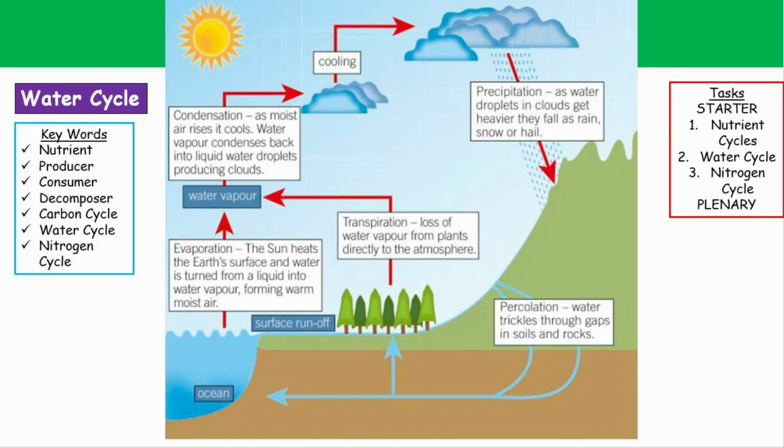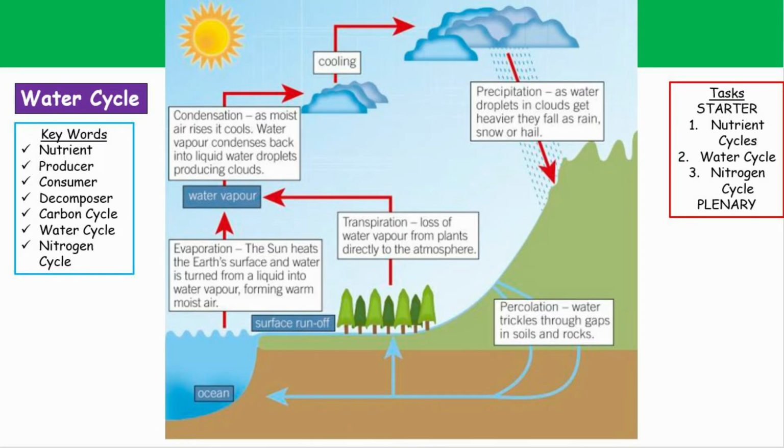You'll also notice there's a little label there that says surface runoff. That just tells us that not all of the water is going to seep down into the ground. Some of it just runs straight off the surface. And that's particularly true in places like towns where it's all tarmac and concrete.